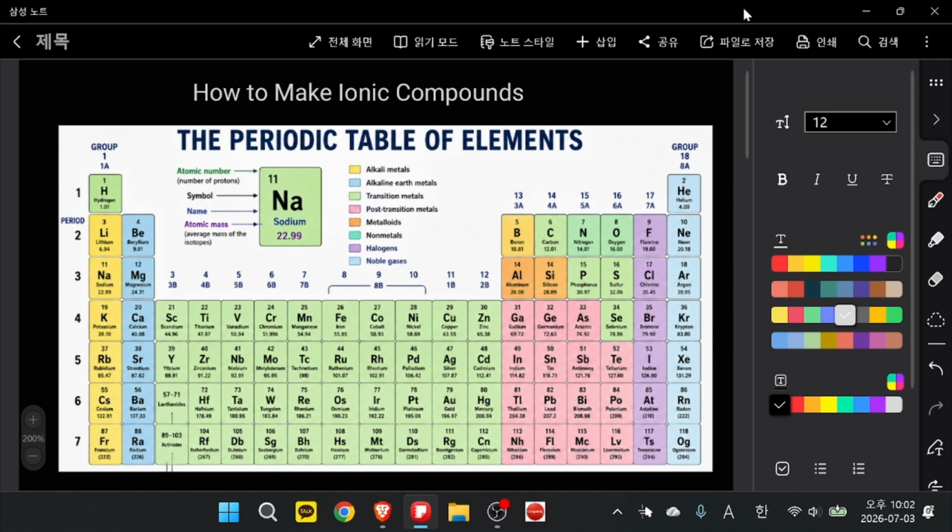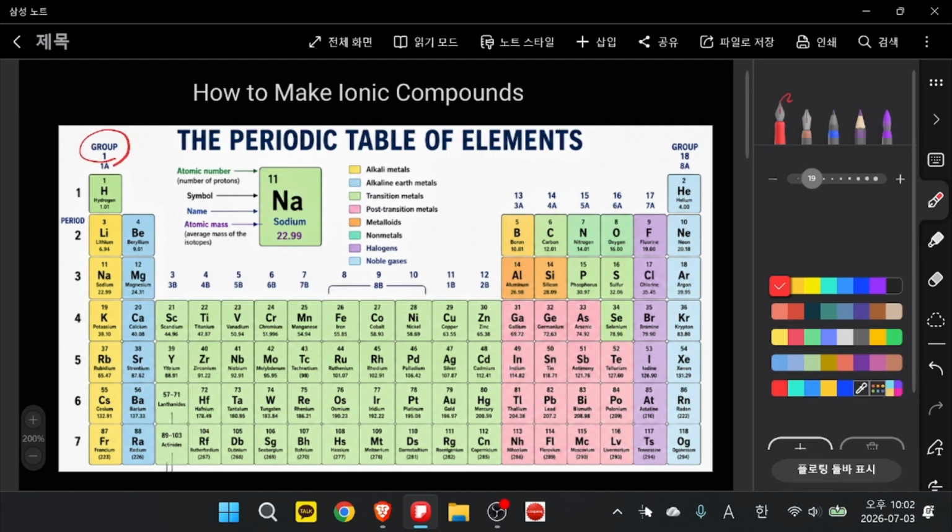Elements in group 1 have one electron in their outermost energy level. Since they have only one outer electron, they tend to lose that electron. When they lose one electron, they become positive ions, also called cations.